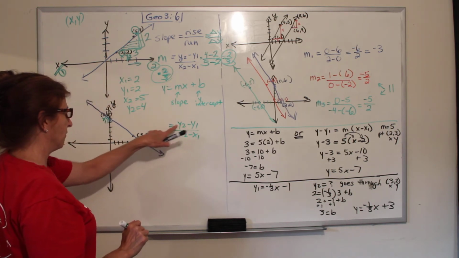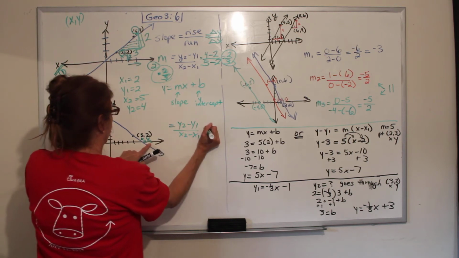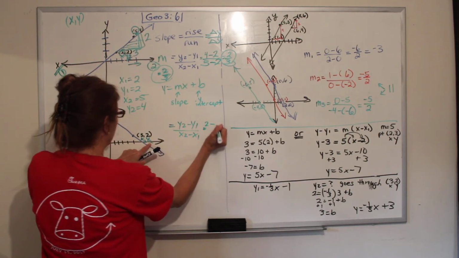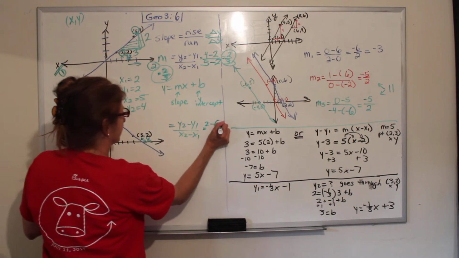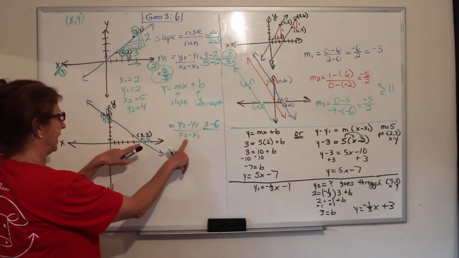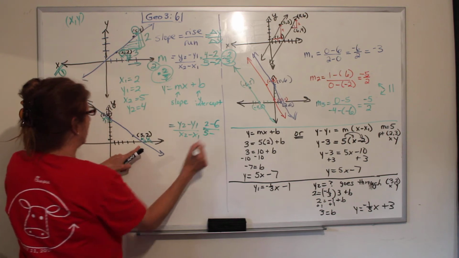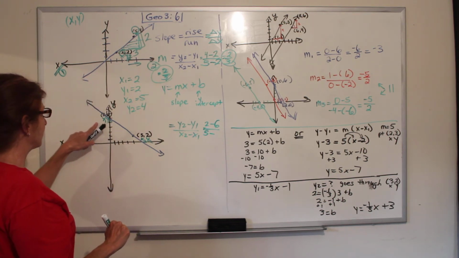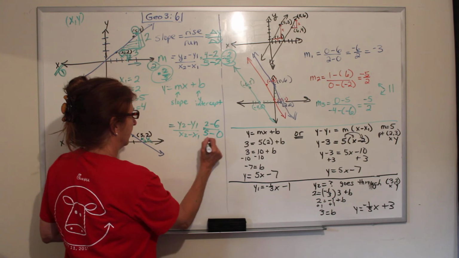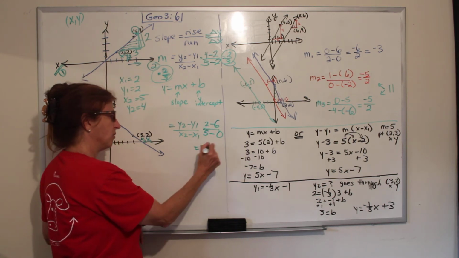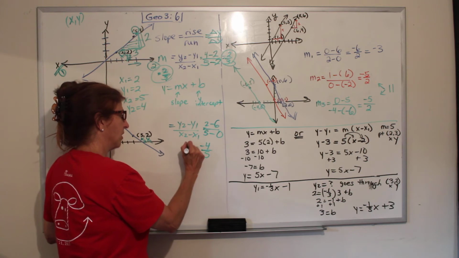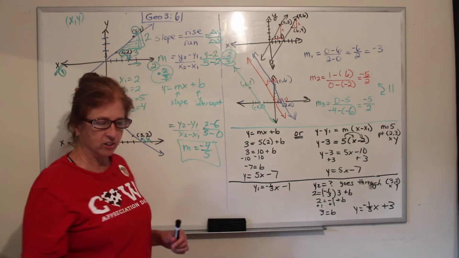So first we're going to find y2, which is 2, minus y1, which is 6. Then we find x2, which is 5, minus x1, which is 0. So 2 minus 6 is -4, and 5 minus 0 is 5, so our slope is -4/5.